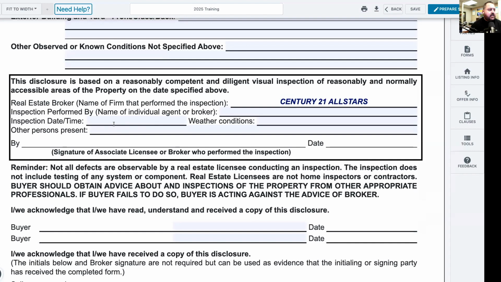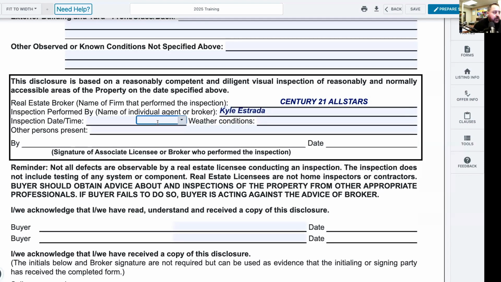Oh, no, it's the date and times right here. Real estate broker, name of firm. That's All Stars. The agent's name is going to go here. Okay. So I did it. I can't even type my own name. Right?